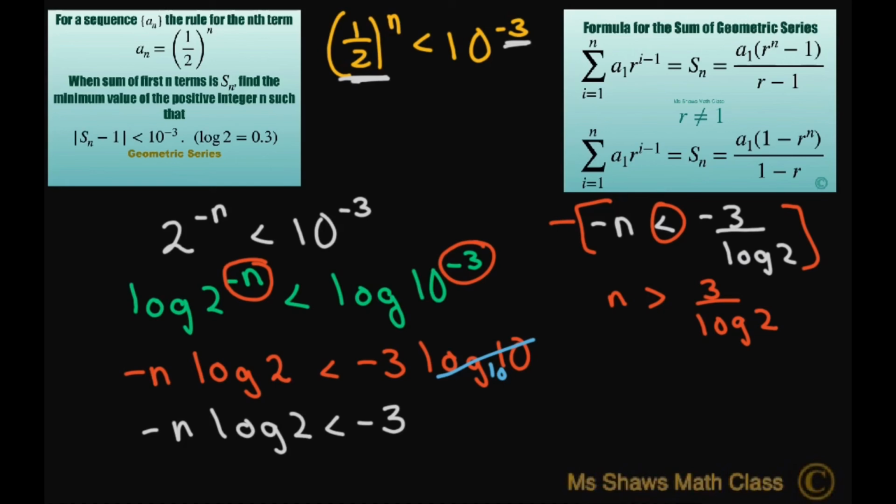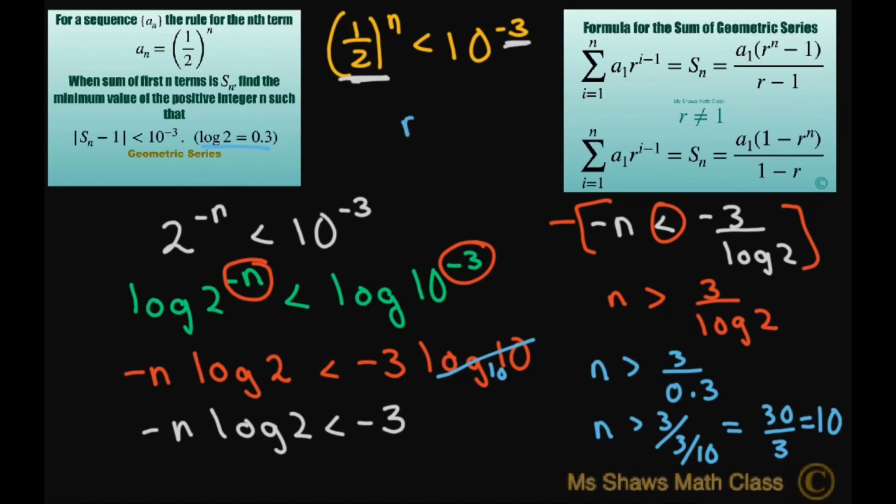But log of 2 is about 0.3. So that means n is greater than 3 divided by 0.3. Which means n is greater than 3 divided by 3/10, which equals 30 divided by 3, which equals 10. Therefore, your n is going to equal 10. That's the minimum value.